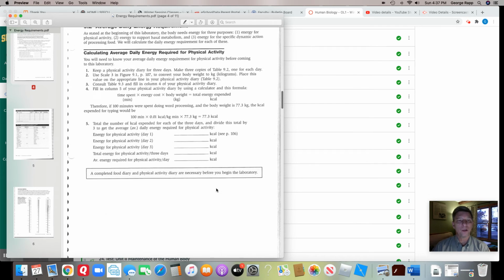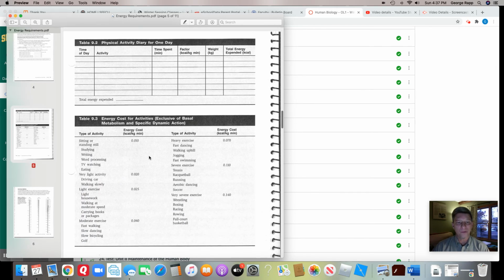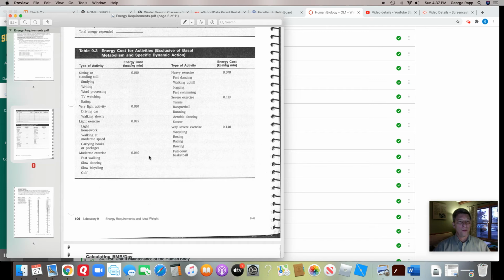In order to calculate the amount of energy that you use, you're going to multiply the time spent doing each activity times the energy cost times your body weight, and that'll give you the total energy expended. Now, how do you find the energy cost, you ask? Well, that is found in table 9.3.